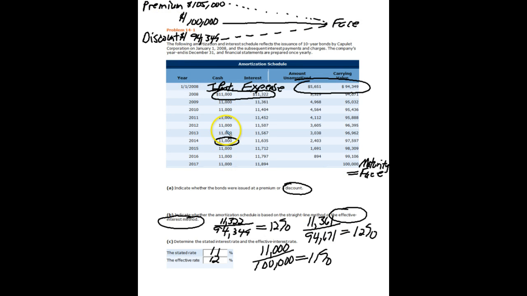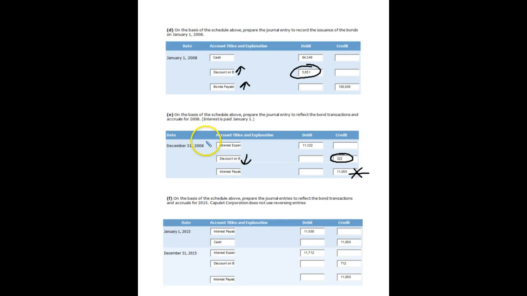Again, we will have a credit to interest payable every year because the payment doesn't actually take place until January 1. So on January 1, we're going to reduce our interest payable and record the cash payment. So again, this accrual of the payable, and then it gets paid on January 1.